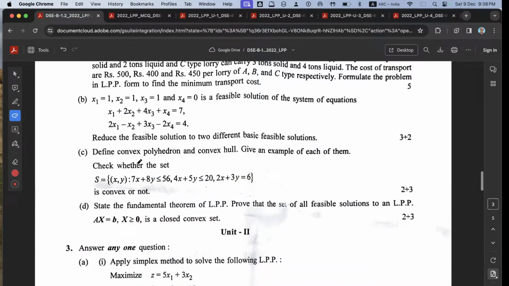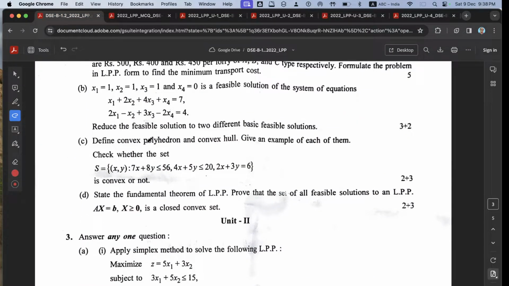Next question. Question C: define convex polyhedron and convex hull. Give an example of each of them. Check whether the set is convex or not.